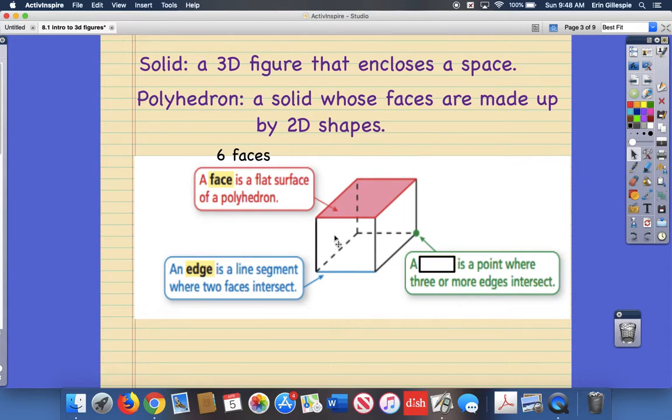So two faces intersect there. The one we called the front and the one we called the bottom are intersecting. So this one and this face intersect right here to make this edge. So see if you can count up how many edges this shape has. You're counting those all up.